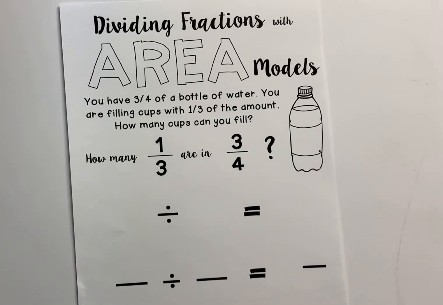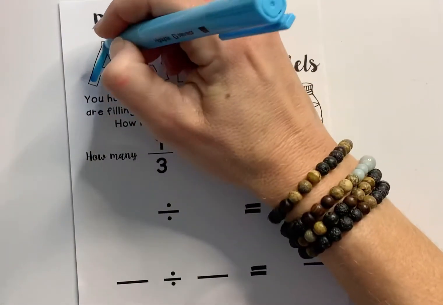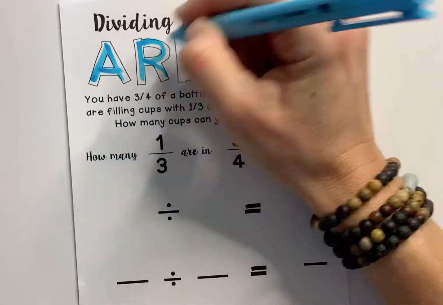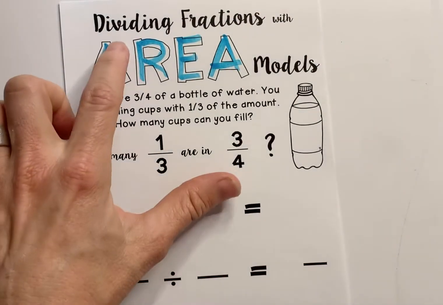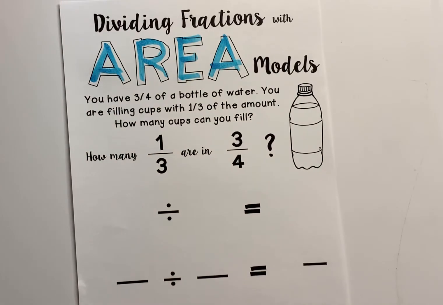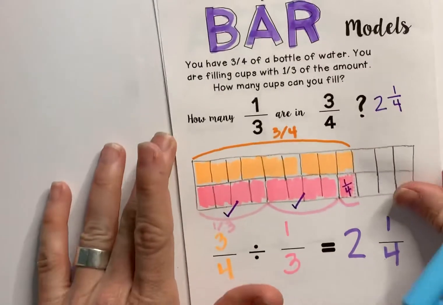In this video, we are going to be learning about another visual model that we can use to divide fractions, and that is the area model. Now, the reason why we're doing so many visual models for dividing fractions is because dividing fractions is one of the trickiest, if not the most misunderstood concept in arithmetic. And the reason for that is that it really messes with your head.